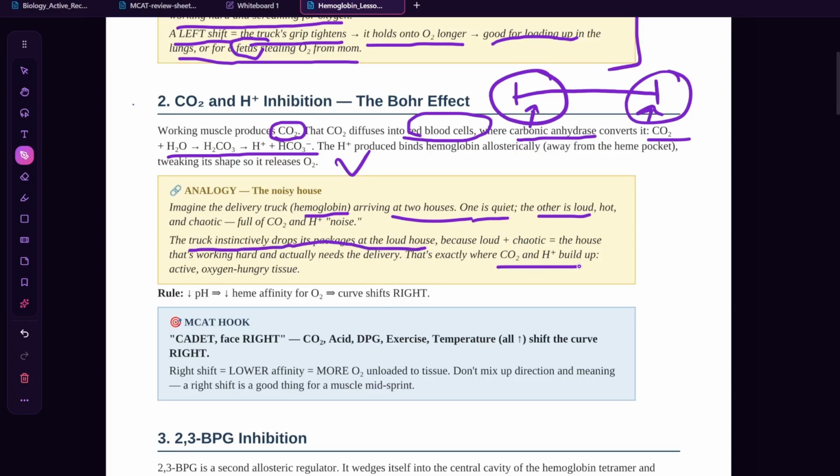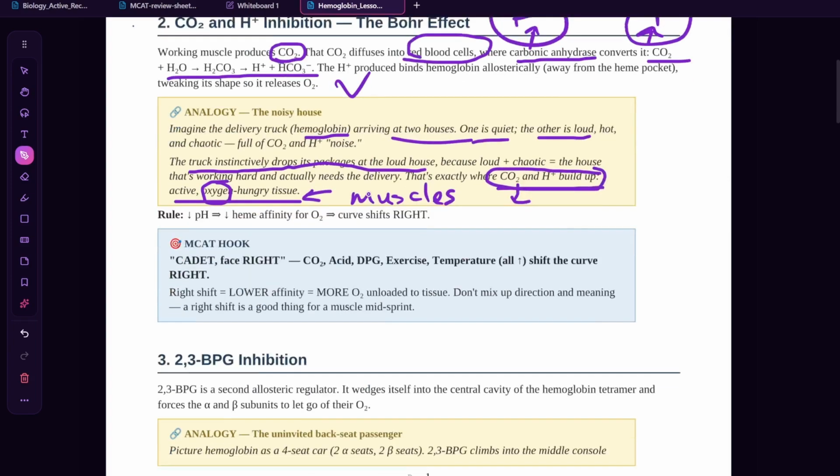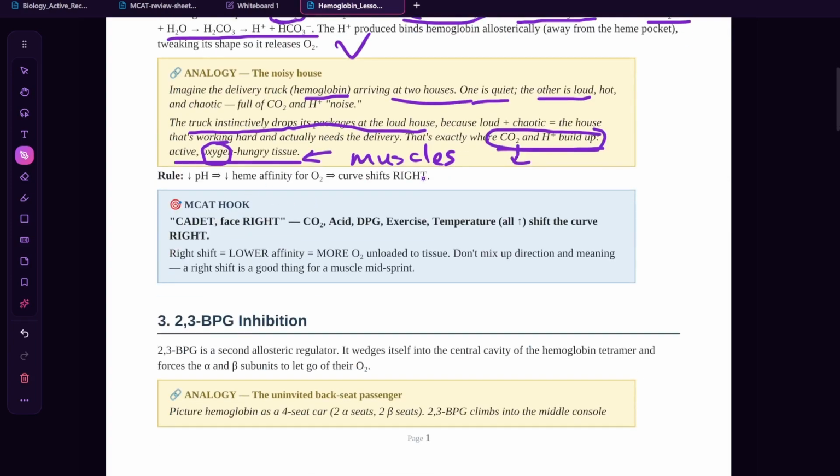And that's exactly where the CO2 and H plus build up, in active oxygen-hungry tissue. In other words, muscles and a lot of cells make a lot of CO2 and H plus, and so they're oxygen hungry. Remember Le Chatelier's principle. The bicarbonate buffer system is all across chemistry. It's talked about in biology and biochemistry, so definitely high yield. Not as much biochemistry. This is more like biology review anyway.